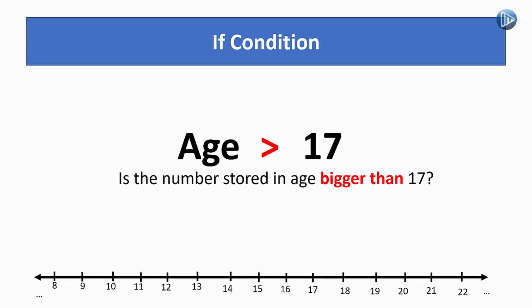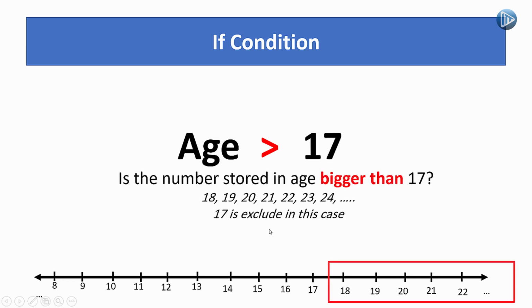Okay, let's talk more about how we can check the value stored inside our variable using these relational operators. Like in the previous example, we talked about this bigger than sign, and this bigger than sign is checking: is the number stored in the age variable bigger than 17? Which means it is only checking if the number inside age is 18, 19, 20, or 21, and so on. 17 in this case is excluded because 17 is not bigger than 17. 17 is equal to 17, but what we are checking here is the numbers that are bigger than 17.